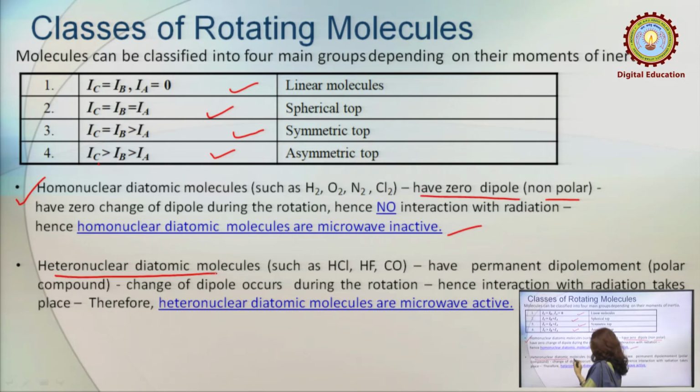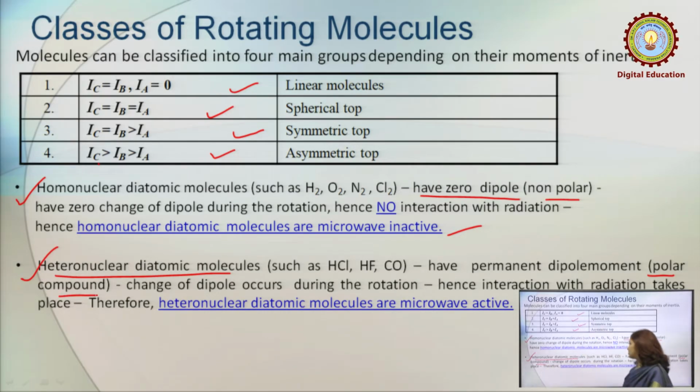heteronuclear diatomic molecules such as HCl, HF and CO, which have a permanent dipole moment, that is they are polar compounds, and the change of dipole occurs during the rotation and hence interaction with radiation takes place. Therefore, heteronuclear diatomic molecules are microwave active molecules.